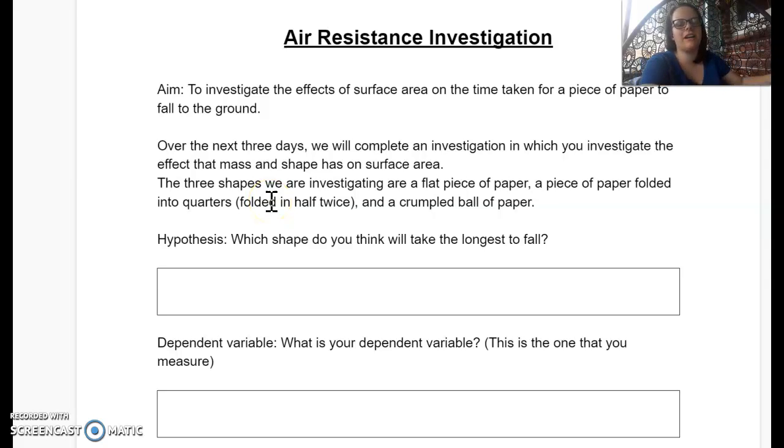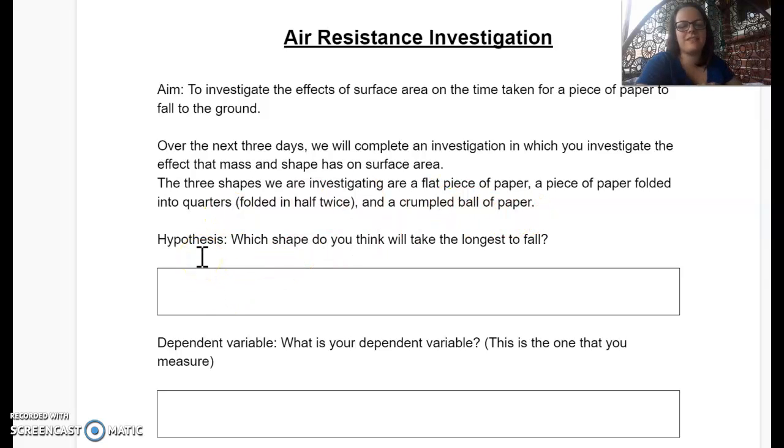So what I mean by a piece of paper folded into quarters is here's a whole piece of paper, fold in half once, and fold in half twice, and experiment with it like this. Don't cut it or anything, just keep it exactly like this. And so, to recap, we are investigating a flat piece of paper, folded into quarters, and a crumpled ball of paper.